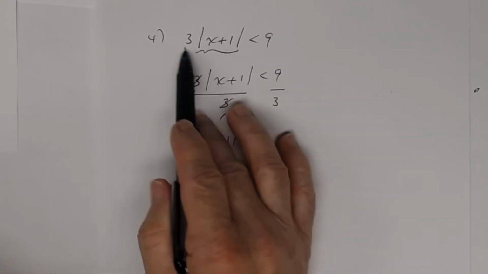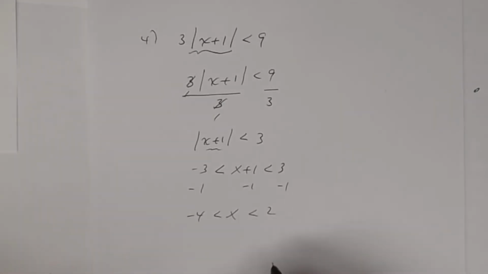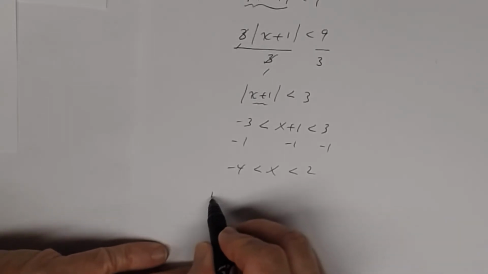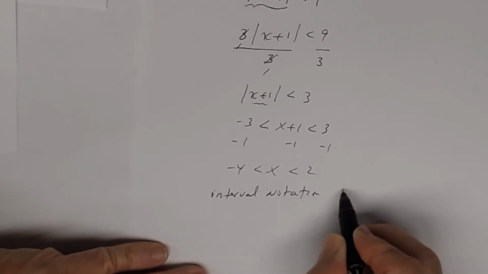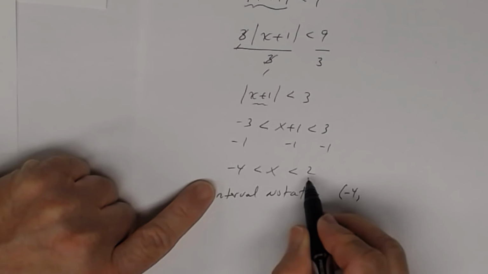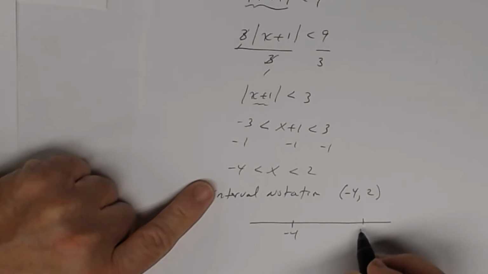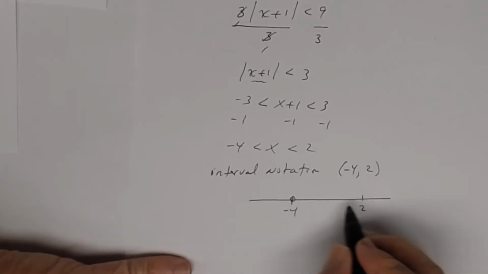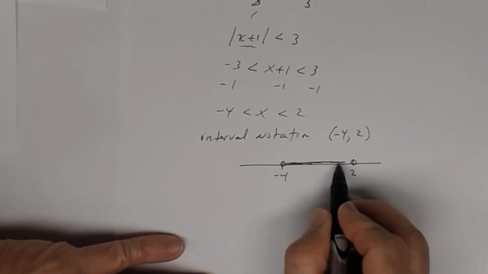So the solution to this original inequality is any real number between negative 4 and 2. Notice there's no equal sign, so negative 4 is not a solution, and 2 is not a solution either, but any number between them. As an inequality, in interval notation, the solution will be parentheses negative 4, comma, 2, parentheses. And then the graph, if this is negative 4 and this is 2, you're going to have open circles on those two numbers and shading everything between them.